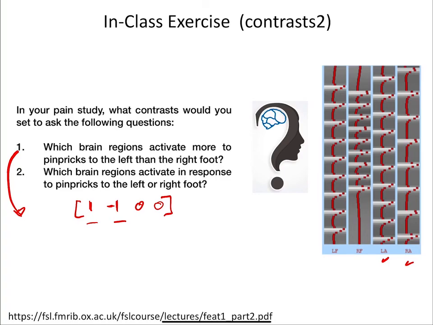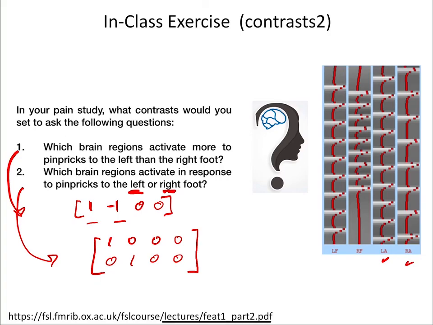Okay. For number 2, we care about did it activate in either the left or the right foot. So because there's an "or" there, we know we want an F statistic. Okay. And so we're going to write it down like this. In one case we want the left foot, and in the other case we want the right foot. So that's all we would need for that contrast matrix. All right.